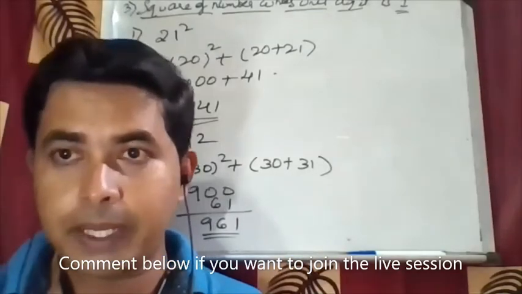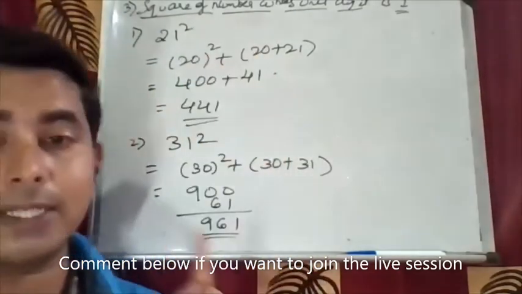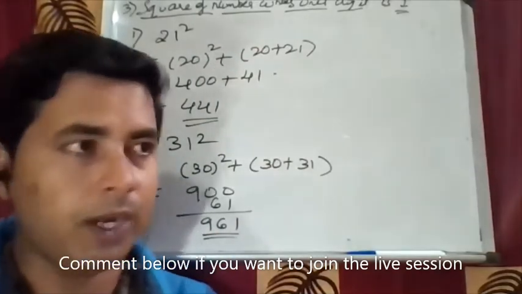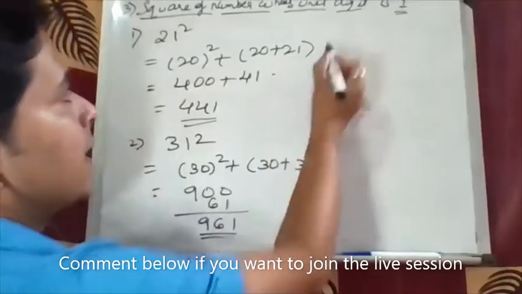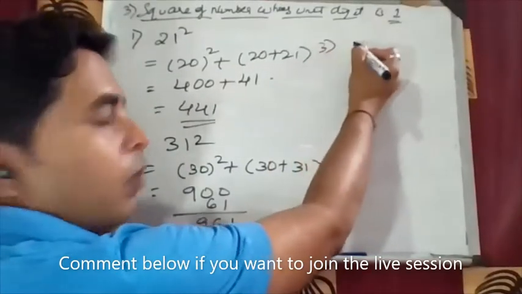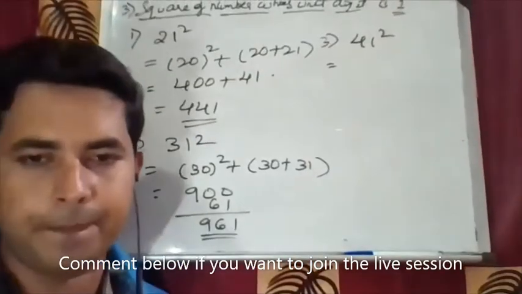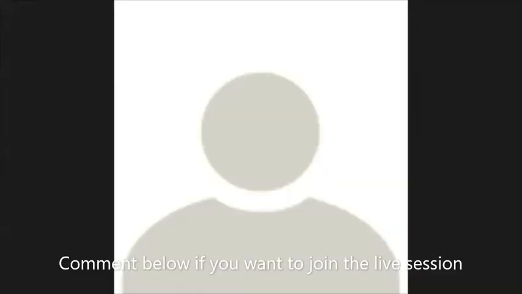This rule will apply only to numbers whose unit digit is 1. Okay, only the numbers whose unit digit is 1. So I'll take one more example. You people tell now. 41 square. Tell me the answer of 41 square. So I'll get an answer as 1681.